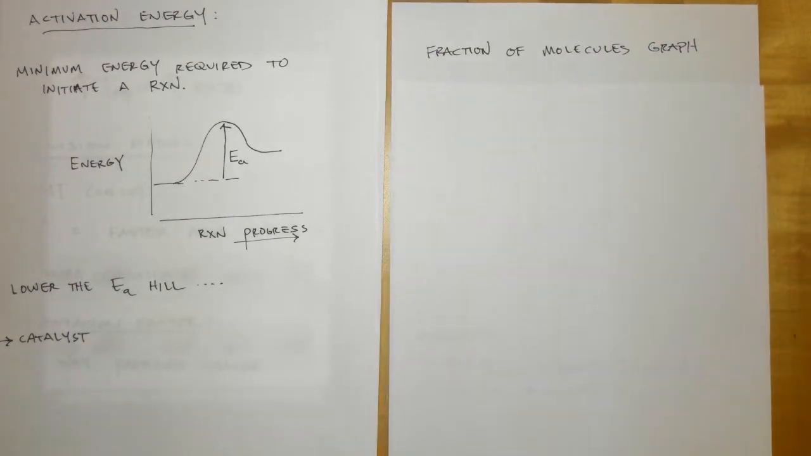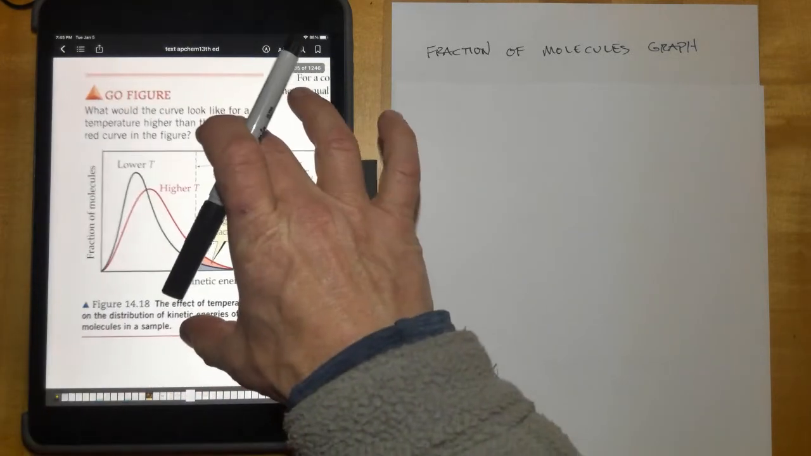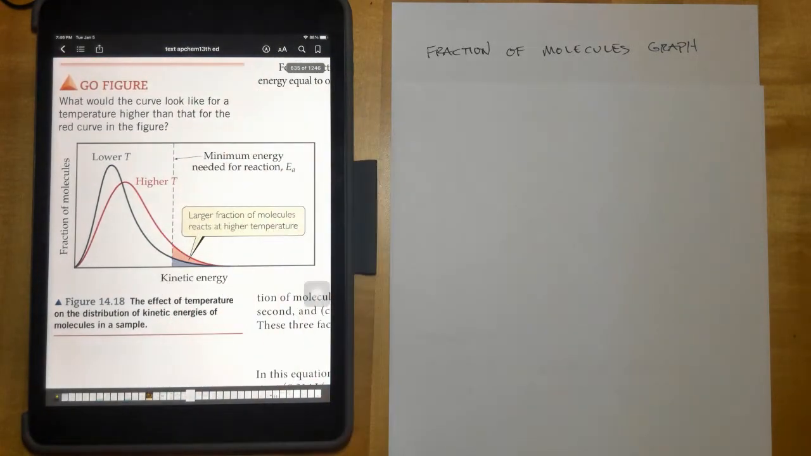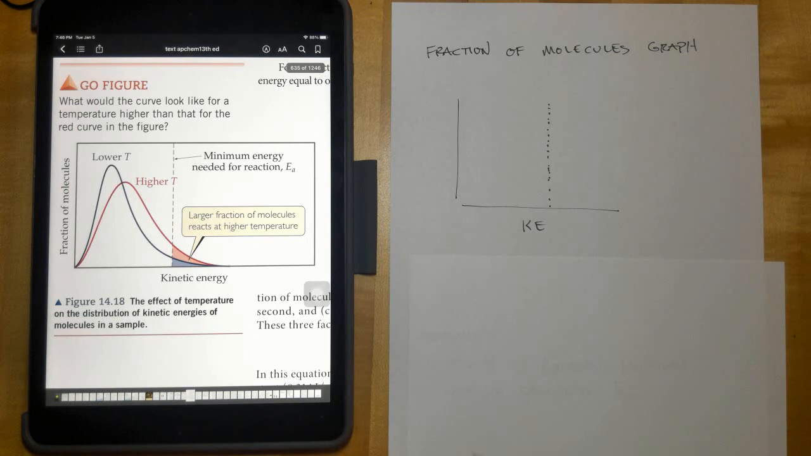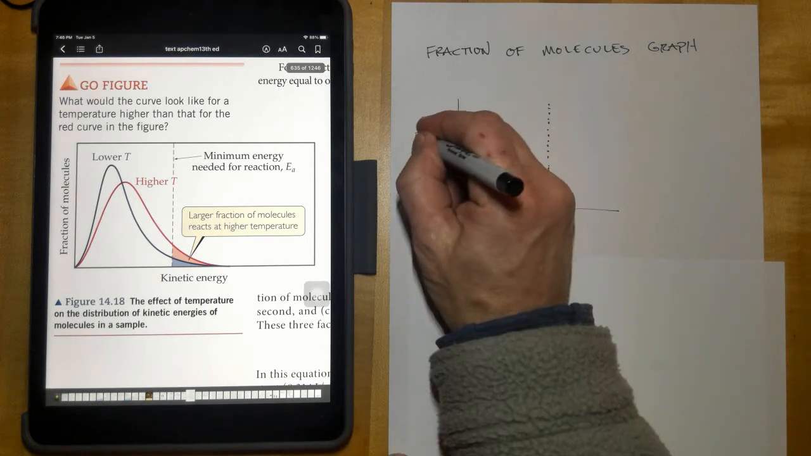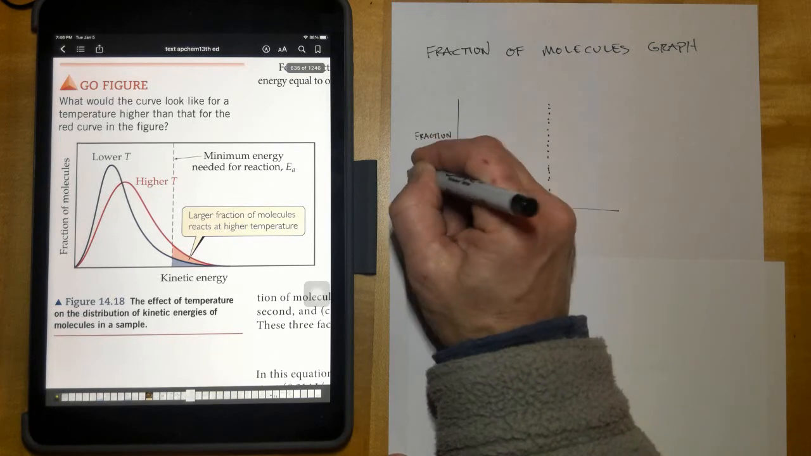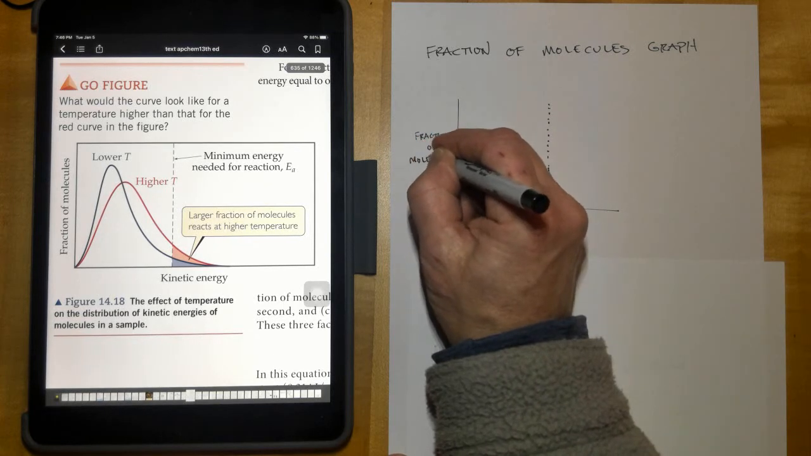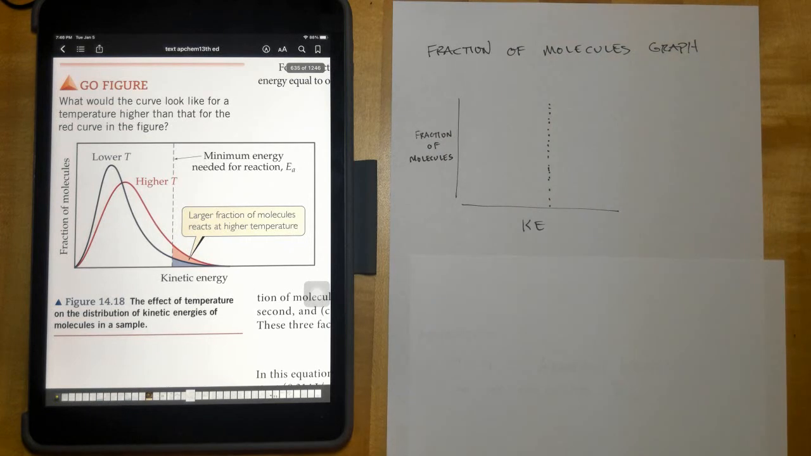So lastly in this, we want to look at a fraction of molecules graph. And I'm going to move this paper right here, and I'm going to pull it up on full color in our textbook right here. And the fraction of molecules graph shows kinetic energy on the horizontal axis right here. And then it shows the fraction of molecules with enough energy to react.